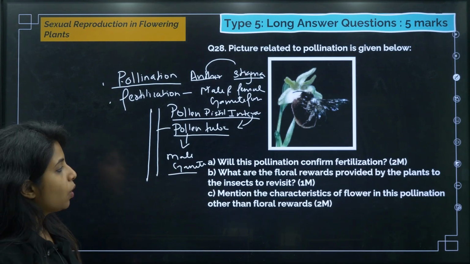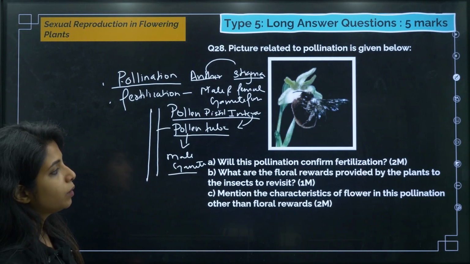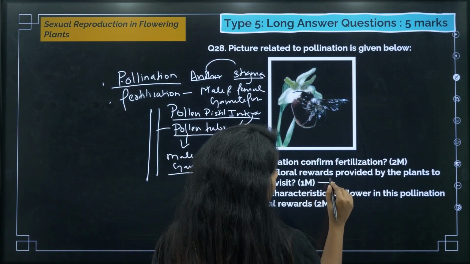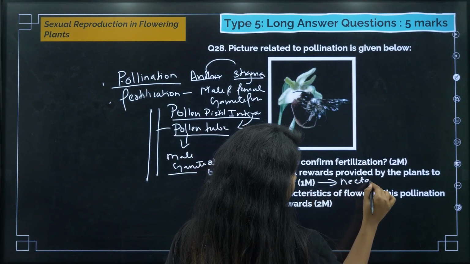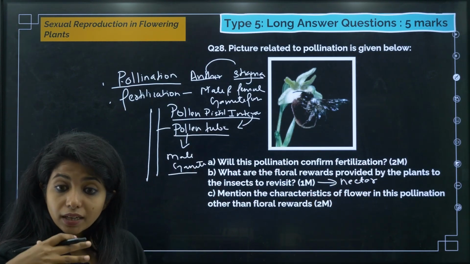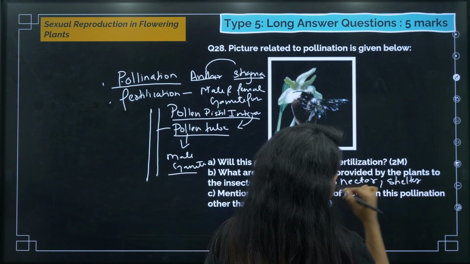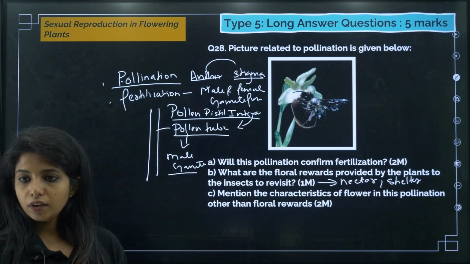Okay. Now, what are the floral rewards provided by the plants to the insects to revisit? What do they do? They give nectar. Sometimes they give shelter also. So you can write like that.